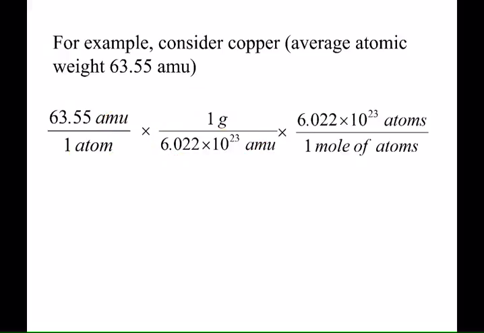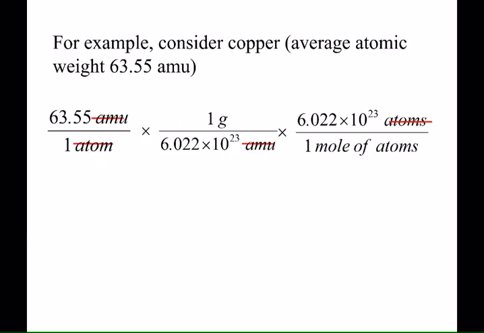So we need to go ahead and do a third term. And this third term is going to go ahead and get moles, let atoms cancel, and leave us with units of moles in the bottom. We've been talking about 1 mole is equal to 6.022 times 10 to the 23rd atoms. So setting up this way, like I said, AMUs cancel and atoms cancel. We're left with units of grams per mole, which is great.